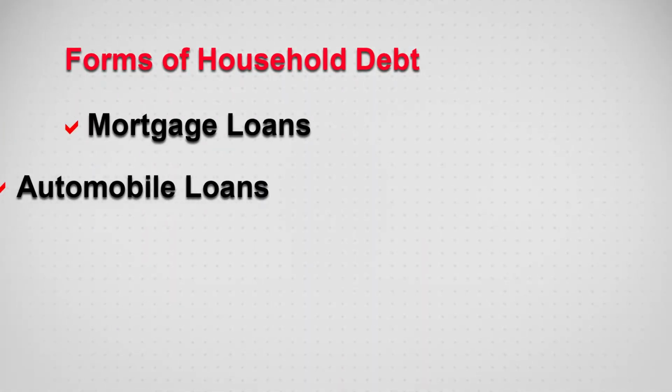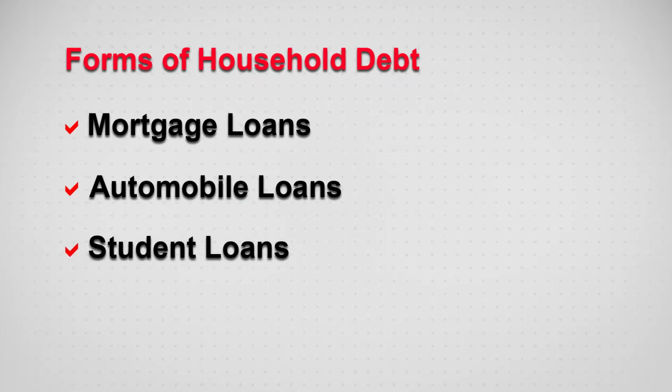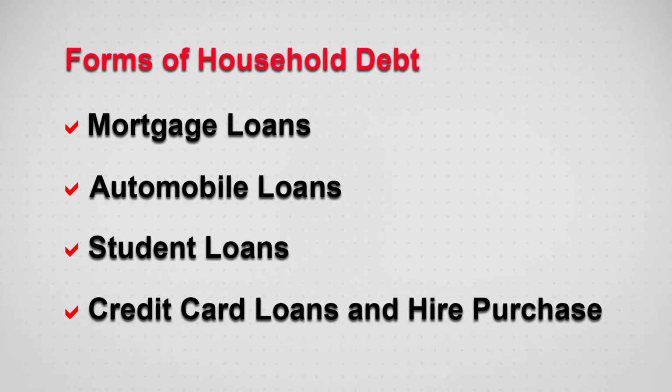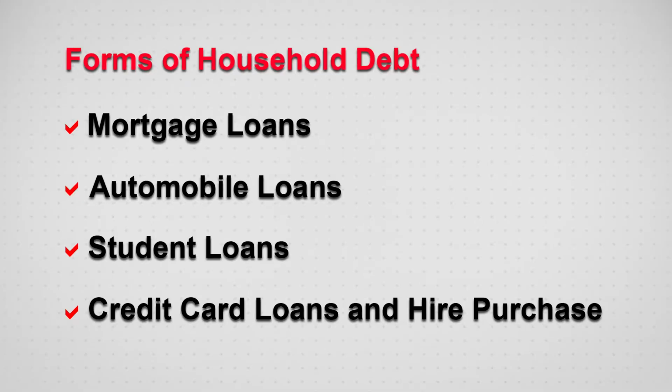Well, in general, we can think about household debt as any sort of obligation which requires households to make principal and interest payments on a set schedule to either a financial institution or a non-financial institution. And so that would be broadly classified as mortgage loans, automobile loans, student loans, and other types of consumer debt. Within that class of consumer debt, we'd have things like credit card loans, the hire purchase loans.